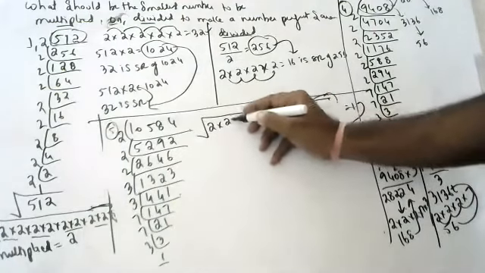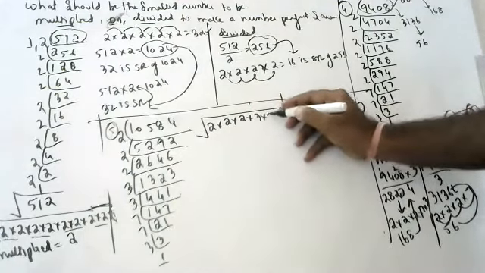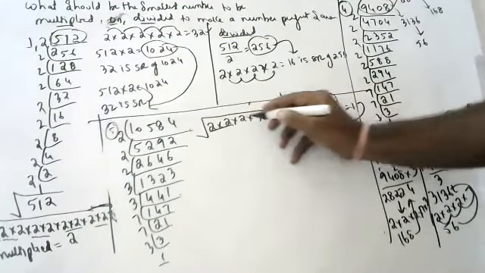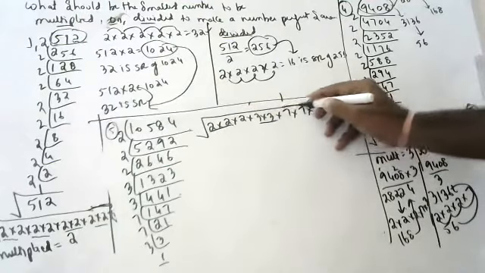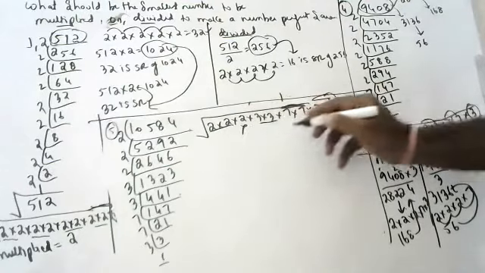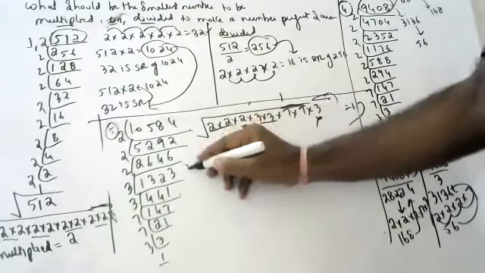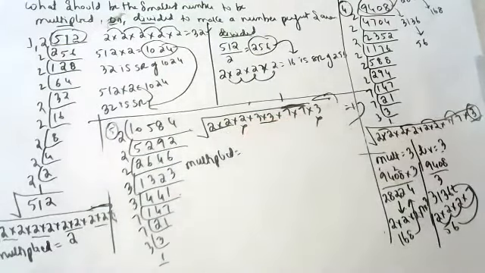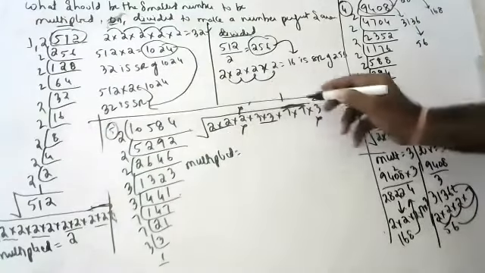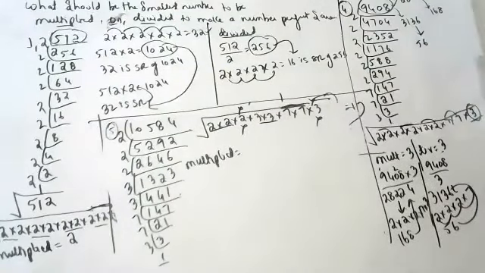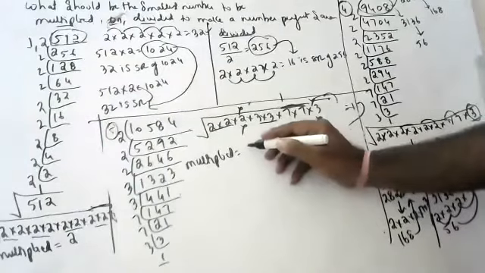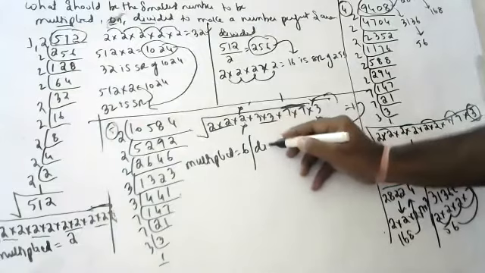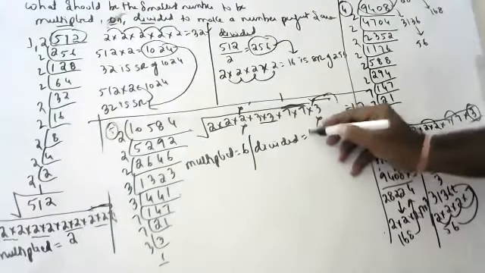2 into 2 into 2 into 3 into 3 into 3 into 7 into 7 into 3. See, 2 is having a pair, 3 is having a pair, 7 is also having a pair. One 2 is not having a pair, one 3 is not having a pair. So it should be multiplied with, Surya, one 2 is not having a pair, one 3 is not having a pair. It should be multiplied with 2 3, that is 6, or it should be divided by 6.